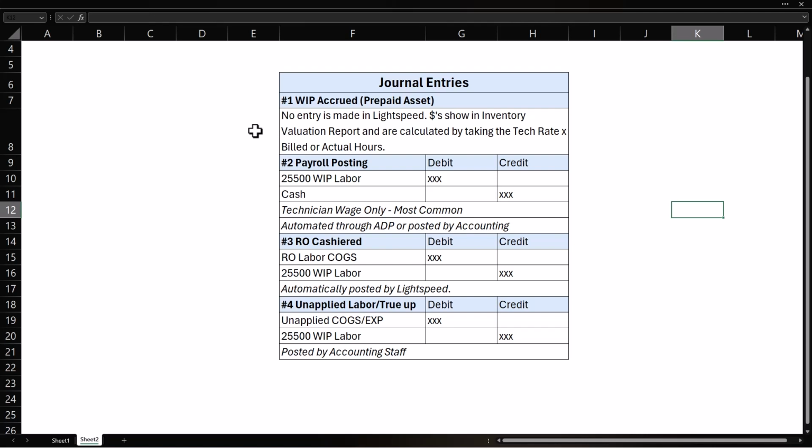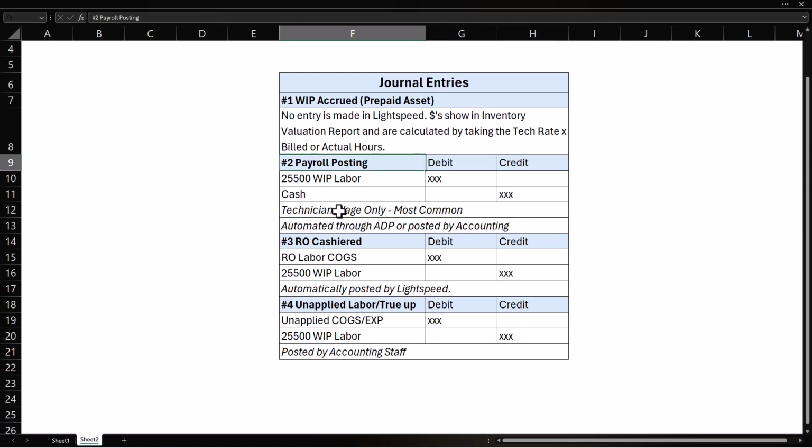What actually puts money into that account is our payroll entry for when we pay our technicians. So the debit, if you've got the standard Lightspeed chart, is $2,500, and the credit is to cash because we paid the technicians. Most dealers will only be working through WIP labor with their wages only. It doesn't include taxes or benefits or other things like that. We don't want to dive into that during this video. That would be more of a one-on-one conversation, where we can talk about best practices or break-even points, different things like that.